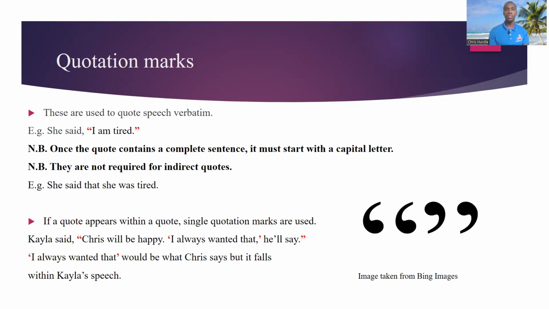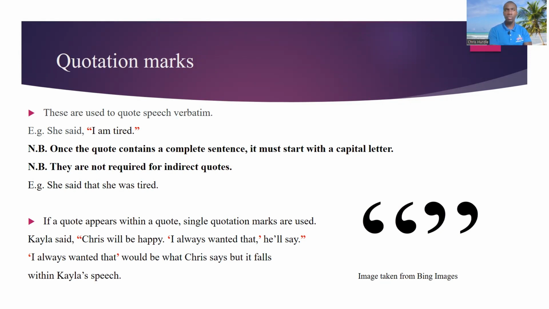And they're also not required for indirect quotes. So for example, she said that she was tired. Now that's reported. So the subject changes. It went from I, first person, because we are quoting her, to third person, right? So we don't need the quotation marks there because we're not quoting her verbatim. It's reported speech. So we don't need quotation marks. She said that she was tired. But she said, "I am tired." That is exactly what she said. Okay?